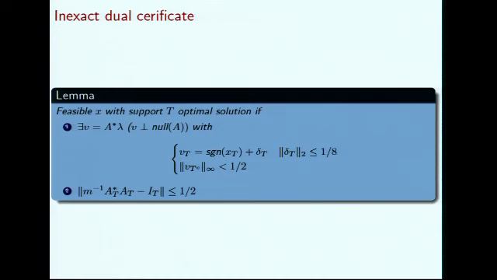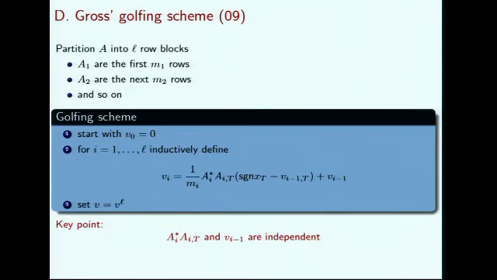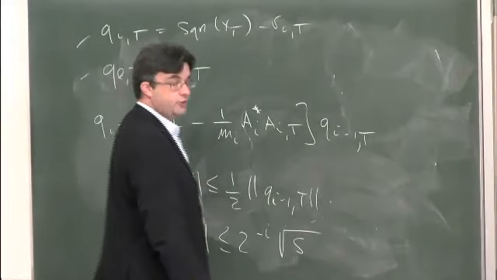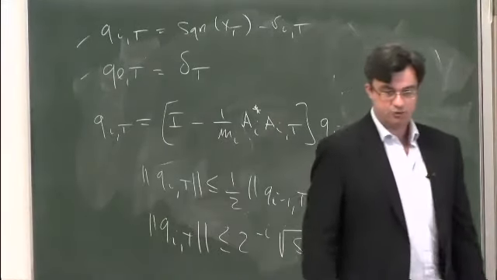Okay, so that's the first step. The first ingredient of the golfing scheme is saying we know that these matrices are well conditioned. Therefore, I have geometric convergence towards the sign pattern that I'm trying to reproduce.